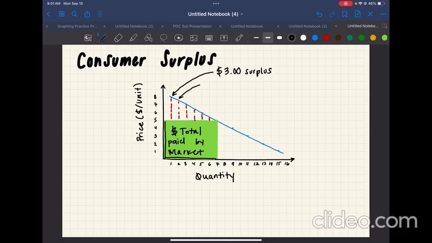The second person, they paid $5, but they thought that the product was worth $7.50, so they got $2.50 of surplus. This third person, same thing. They were willing to pay $7, they only had to pay $5, so they get $2 of surplus. If we took the height of each of these lines and added them up, we would get the total consumer surplus.